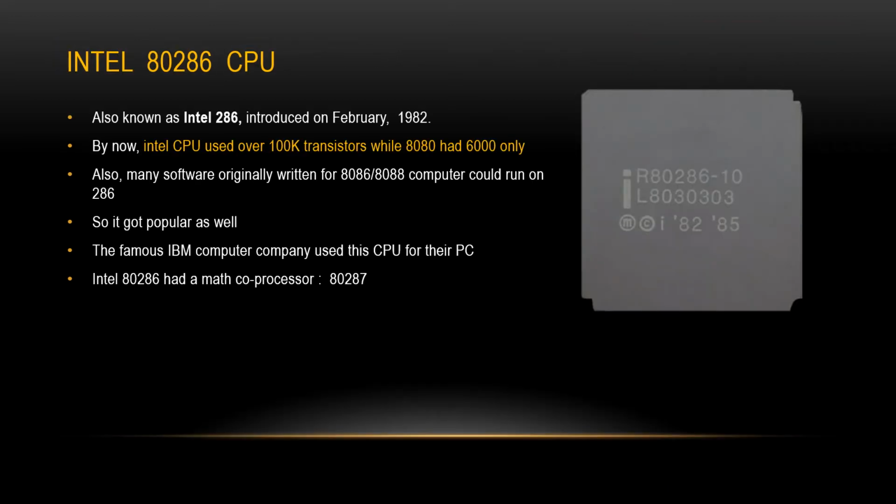Intel 80286 CPU, also known as Intel 286, introduced in February 1982. By now, Intel CPU used over 100,000 transistors, while 8080 CPU had only 6,000 transistors. Also, many software originally written for 8086 and 8088 computer could run on 286 computer. So it became very popular. The famous IBM company used this CPU for their PC. Intel 286 had a math coprocessor named 80287.